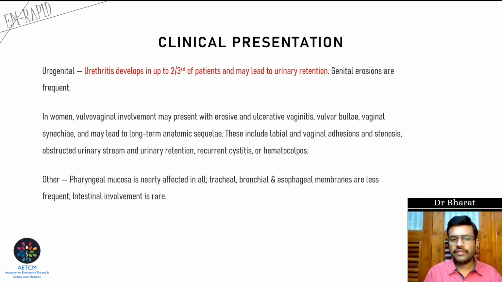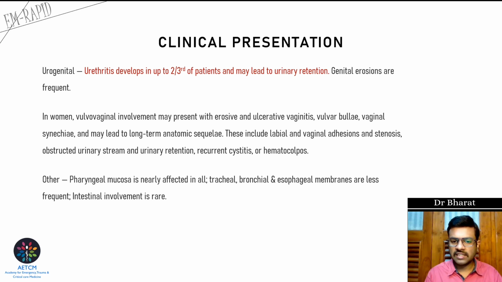Urogenital manifestations can be seen in 2/3 of the patients and may lead to acute urinary retention. Genital erosions are very frequent. In women, vulvovaginal involvement may present with erosive and ulcerative vaginitis, vaginal and vulvar bullae, vaginal synechiae, and may lead to long-term anatomical sequelae, including labial and vaginal adhesions, stenosis, obstructed urinary stream, and urinary retention.